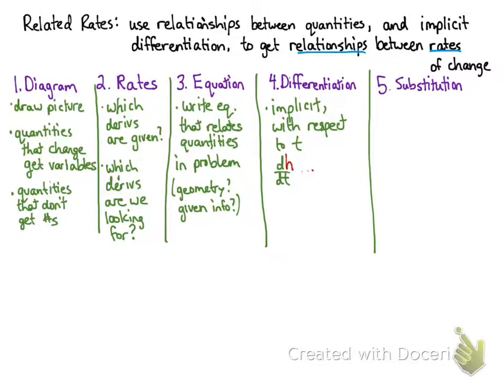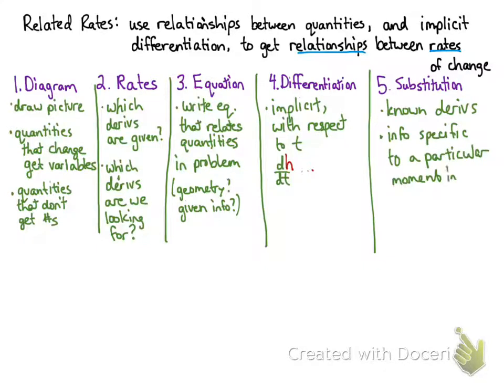Then you want to substitute into that new equation, the one that you got by taking derivatives, all the information that you had in step 2 about the derivatives you were given. You substitute that in. Sometimes you also need to substitute in information specific to a particular moment in time that the question is asking about.